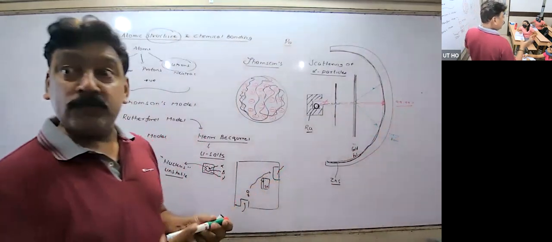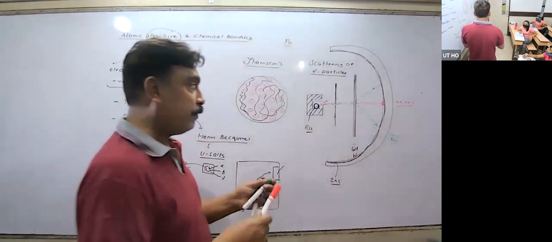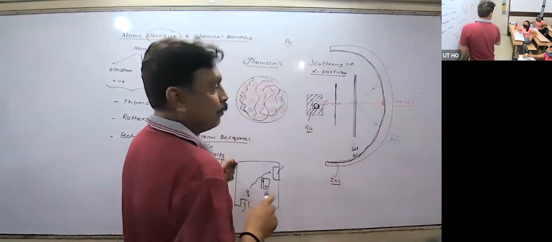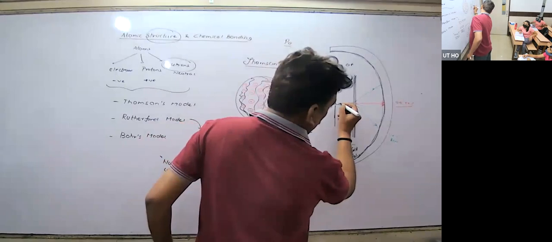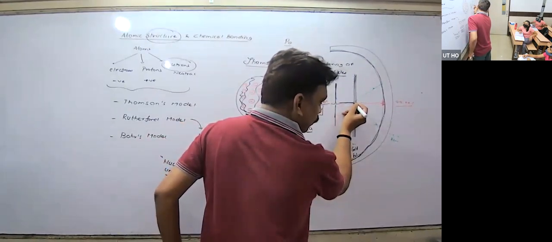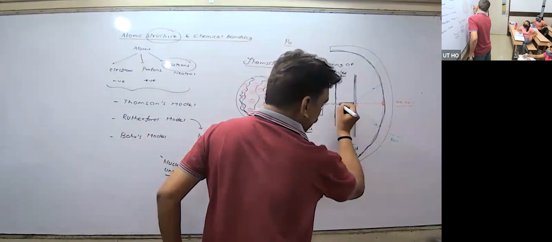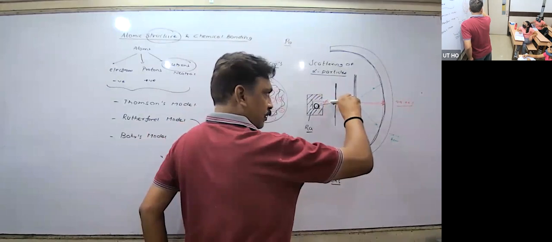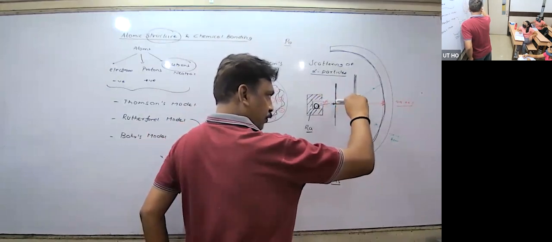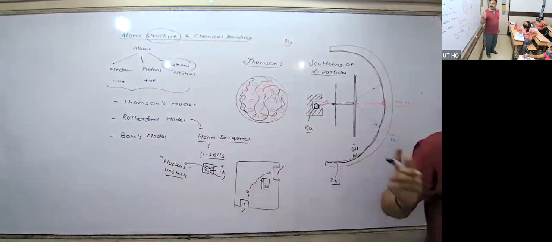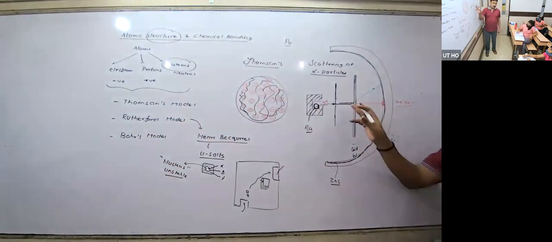Out of 10,000 alpha particles, एक alpha particle ने कुछ अलग ही behavior show किया, which surprised Rutherford very much. He found that one alpha particle moved straight here, struck that particular gold point, and came back at 180 degrees. This was something bizarre for Rutherford.